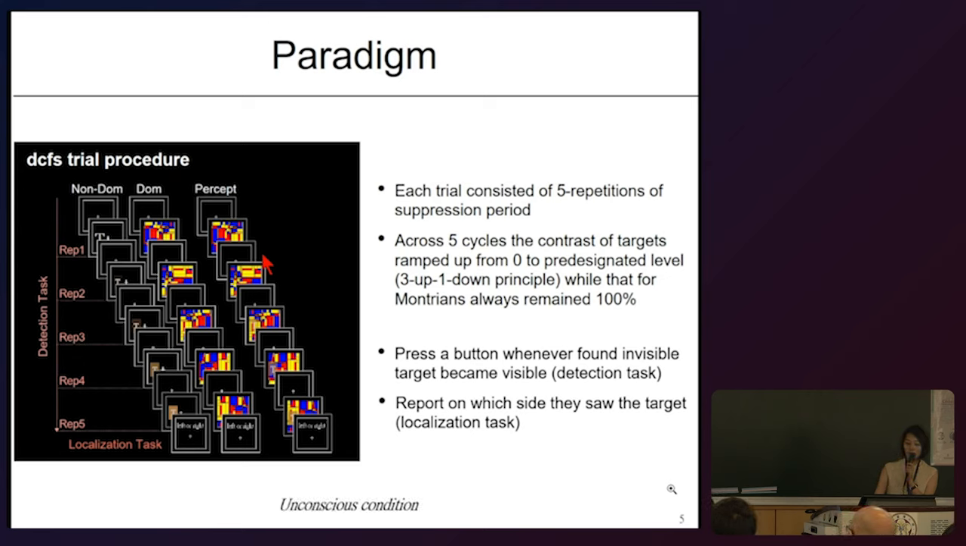Besides, this is the presentation of our unconscious condition. If it is the conscious condition, we will simply remove the presentation of our mandarin and present our target with full contrast across those five cycles of the suppression period.